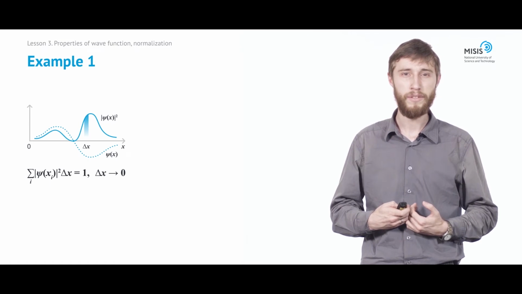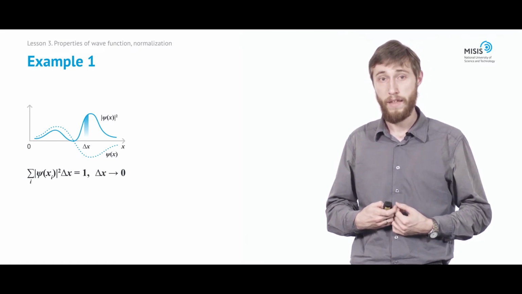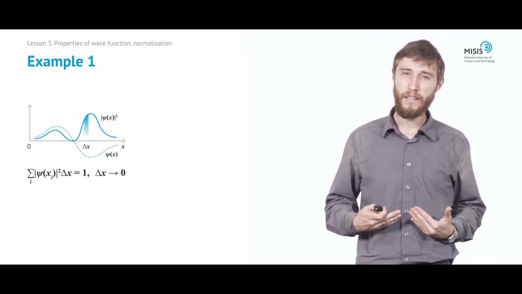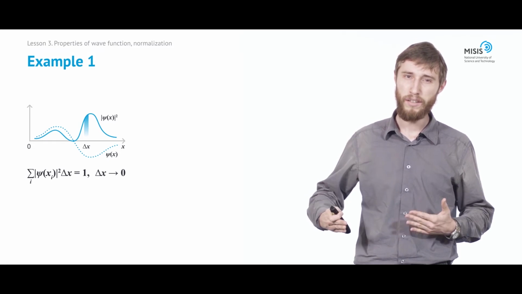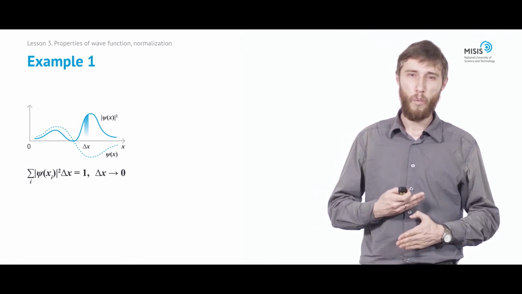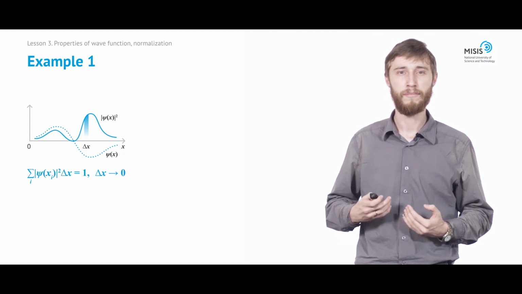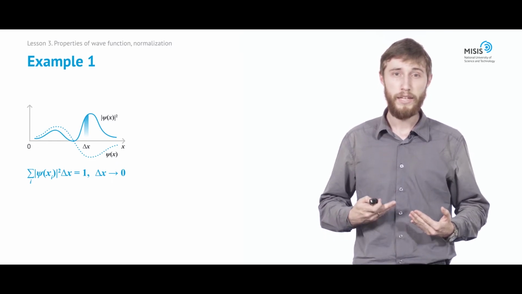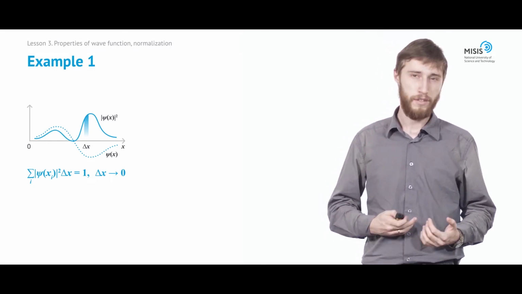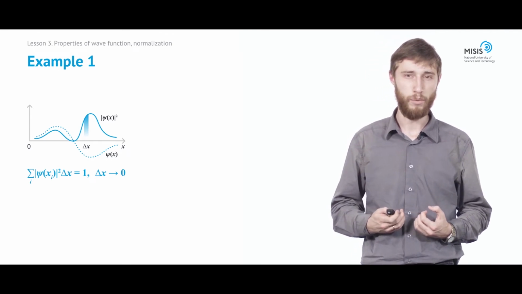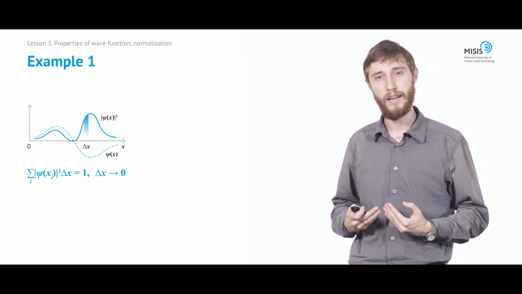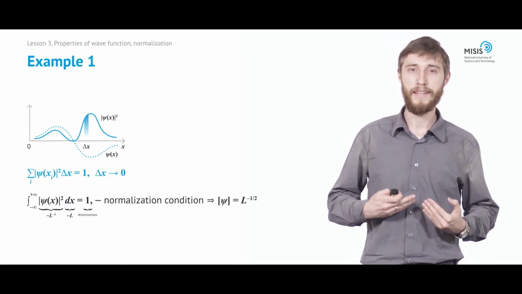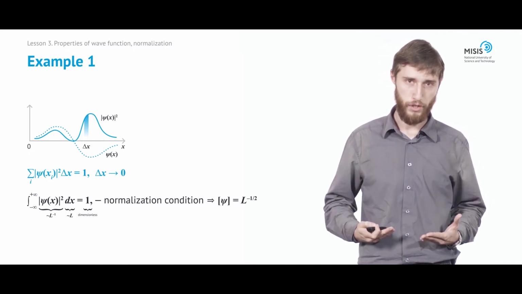Since |psi of x| squared times delta x gives us a probability, then |psi of x| squared itself is a probability density. If we divide the line into some small segments, x1, x2, and so on, we see that this sum gives us the probability that the particle is present somewhere on the line. It is just equal to 1. Transferring to the continuous limit, delta x goes to 0, we immediately see that the sum transfers to a definite integral. This is called the normalization condition for the wave function.